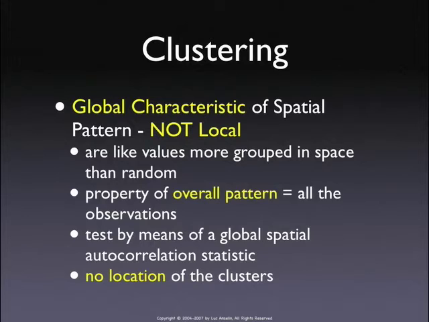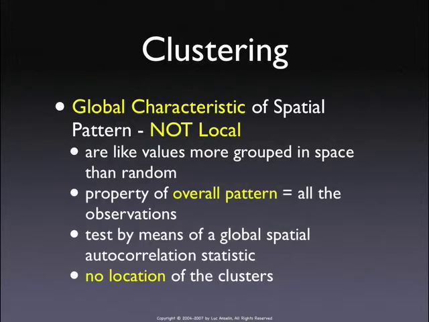And so, in a nutshell, what we're going to do is come up with one single number to characterize this whole pattern. And so our spatial autocorrelation test statistic will be one number, and based on that number, we will reject the null hypothesis of spatial randomness. So it's very important to keep in mind, this is a characteristic of the whole map, of the whole pattern.